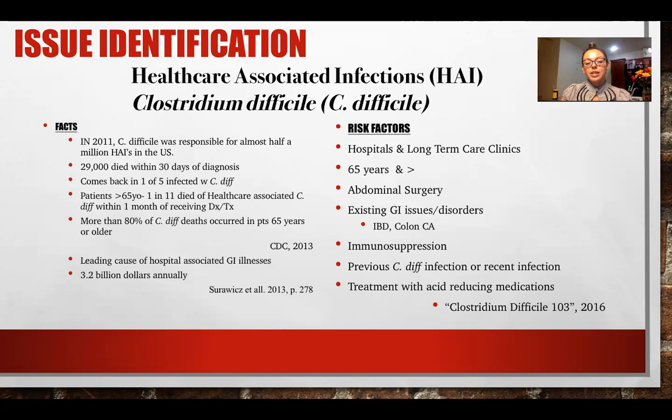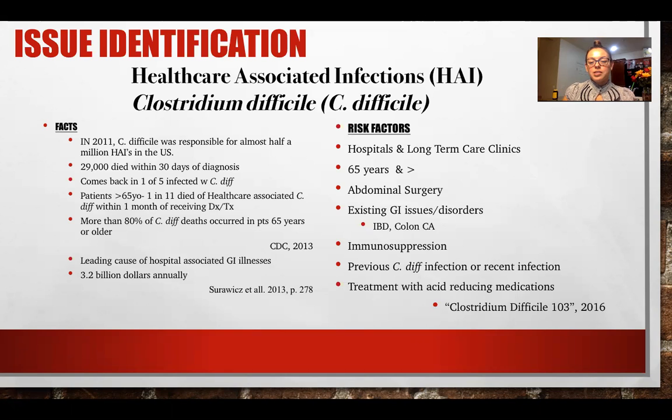More than 80% of C. diff deaths occur in patients greater than 65 years old. C. diff is the leading cause of hospital-associated gastrointestinal infections and illnesses. Approximately $3.2 billion are spent on C. diff alone annually. That was in 2013. Now that might be a bit higher.